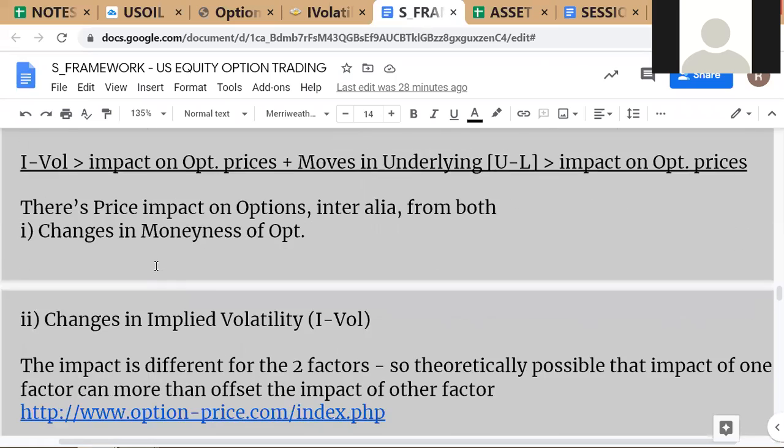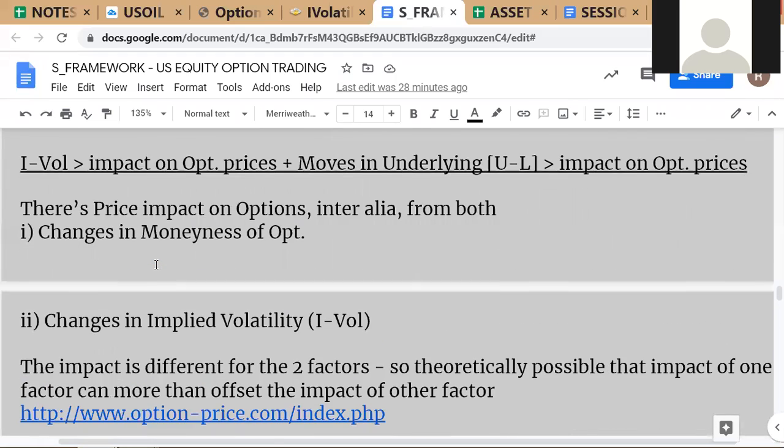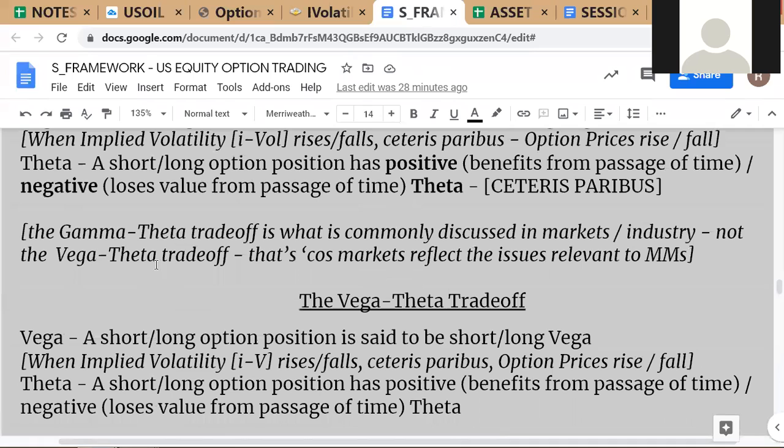You have to be careful about one thing. The Vega theta trade-off is not commonly discussed in industry. The reason I'm mentioning it for you guys is because this is what you are going to see in your trading project, because I'm not letting you trade the underlying. So you will not be able to exploit the gamma of your portfolio. In order to do that, you have to be able to trade in the underlying asset. I'm not letting you do that. So you're effectively stuck on this trade-off.